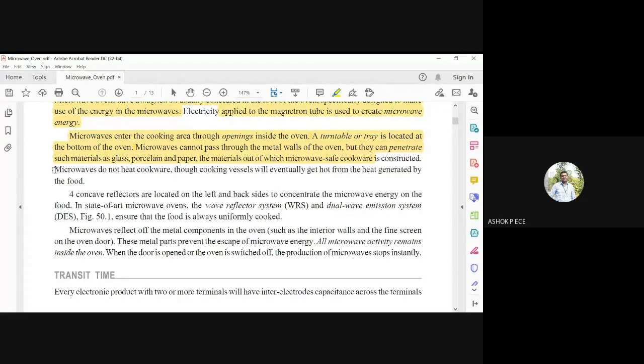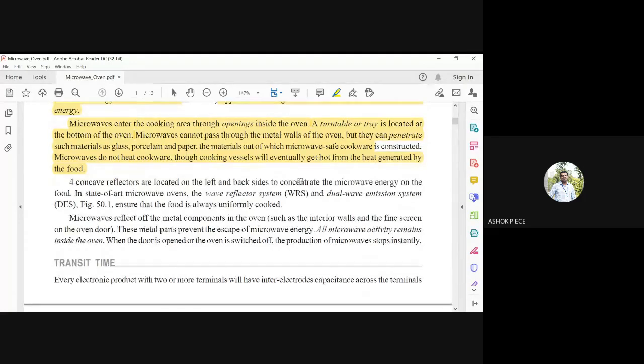Okay, so microwaves do not heat the cookware, though cooking vessels will eventually get hot from the heat generated by the food. Generally, they will not heat cookware made of glass or porcelain. But when you take it out, because the food is hot, the vessel also will become hot, just like how we saw in the induction stove. The food will be hot, but the cookware on which you cook is not going to become hot by itself. Same way here also, the food is cooked by microwaves, but because the food is hot, the cookware also tends to be hot.